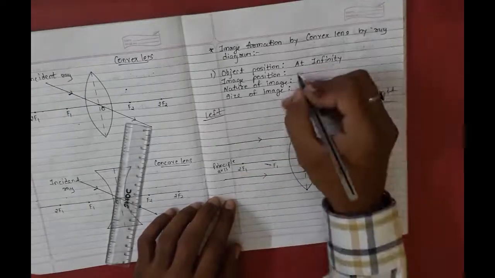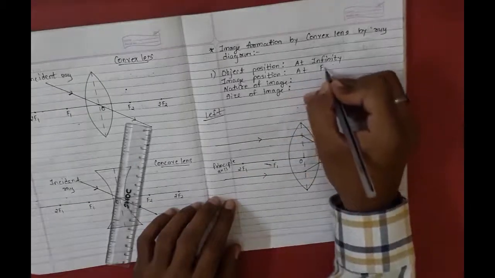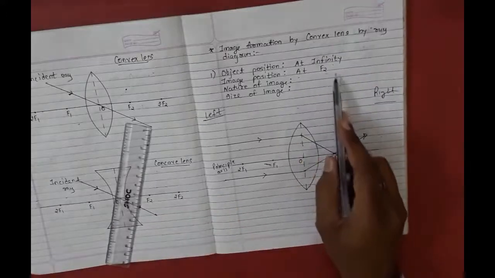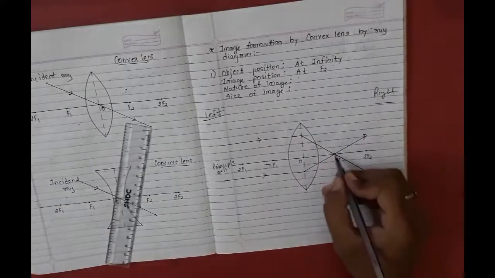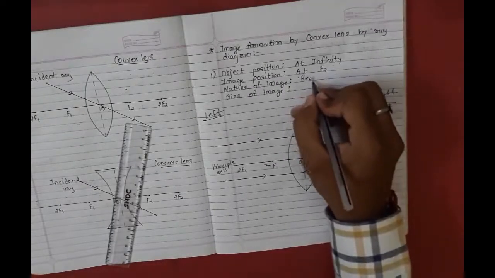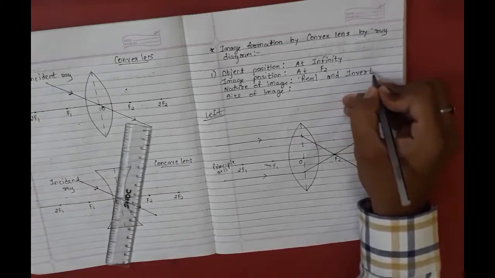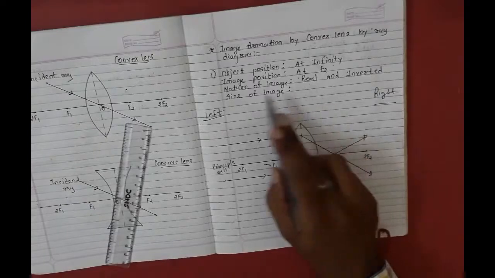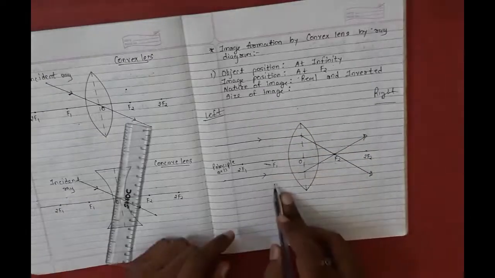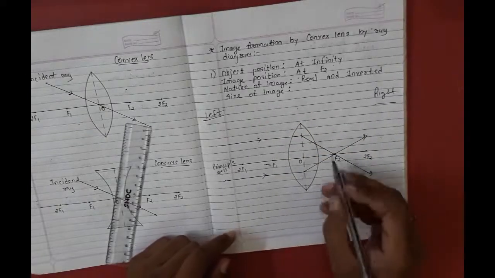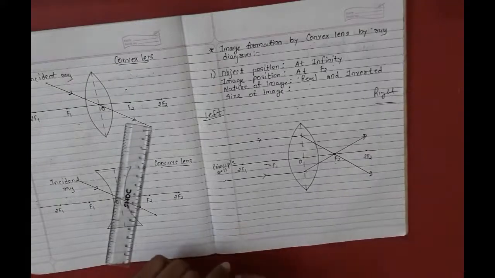So my image will be formed at f2. Now see, whatever image is formed by convex lens is real and inverted. Now see, real, why have I written this word real for the image? Because both the incident rays after refraction are meeting at one point only.